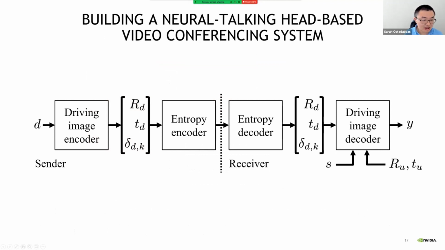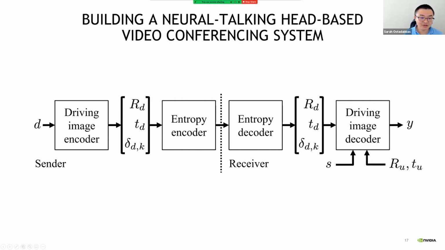For the driving image D, we process the frame independent of other frames. We first extract the head pose, rotation, 3 angles, translation vector, 3 numbers, and the expression deformation, 20 key points, each one 3-dimensional. And these numbers can be further compressed using some entropy encoder. You can choose Huffman coding or arithmetic coding, and we use arithmetic coding.